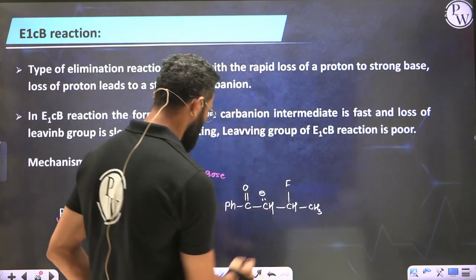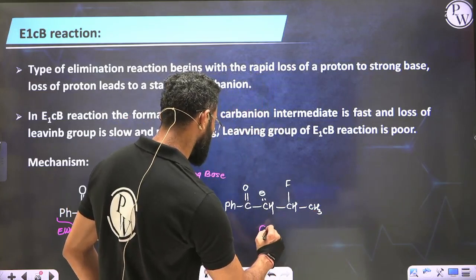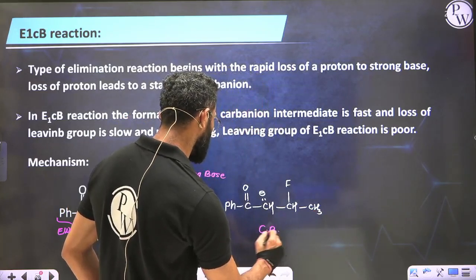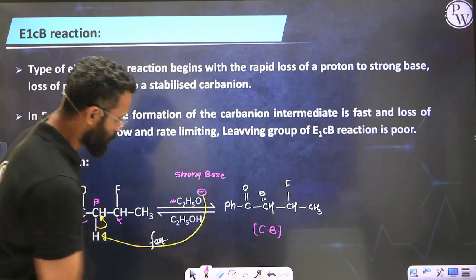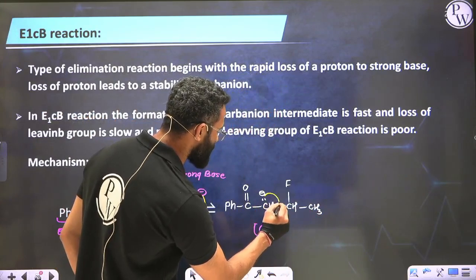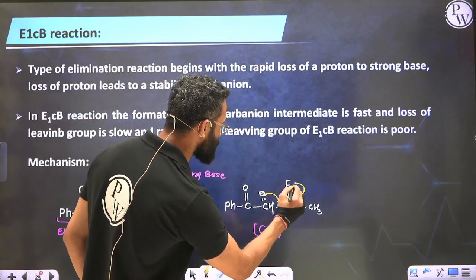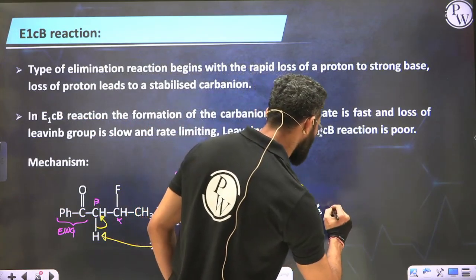CH3. Well, this is the stable conjugate base. So I'll just mention that this is the conjugate base. Guys, C.B. meaning I'm talking about the conjugate base. Now once the conjugate base is formed, slowly the electron pair will delocalize and the poor leaving group will slowly leave from here. So this step is going to be the slow step.